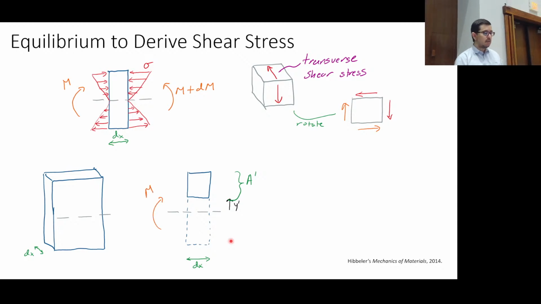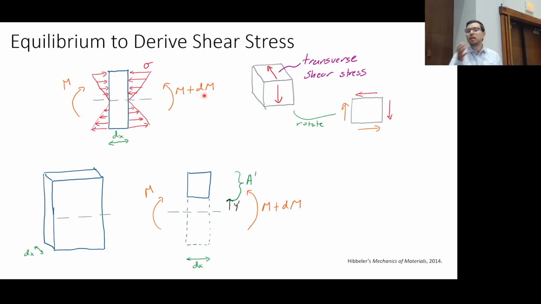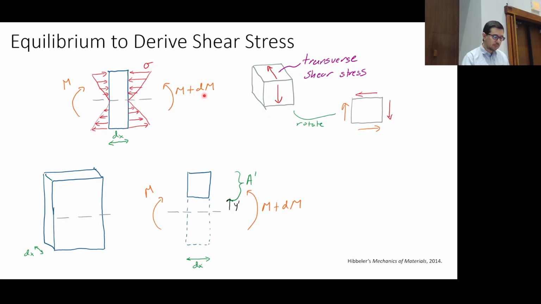We still have this bending moment on the left side, and we have this other bending moment on the right side, M plus dM. So there's some small change in the bending moment. We had all our bending stresses, and now we're just considering the ones that are acting on our selected region. This width is going to have the shear stress on it. Okay, do you see that?